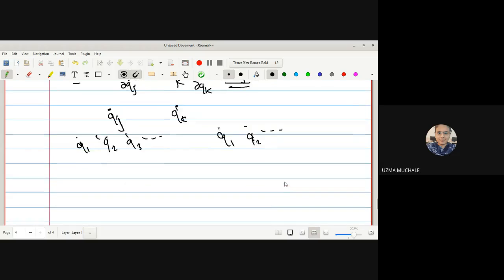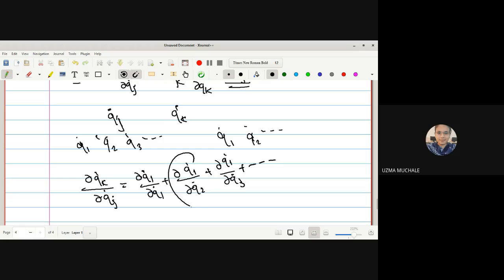And if you are finding the partial derivative of qk dot with respect to qj dot, what will this be? First you have to keep k as it is, or j as it is. First let me keep k as it is. It will be q1 dot with respect to q1 dot, plus the next term, q1 dot as it is with respect to q2 dot, plus q1 dot as it is with respect to q3 dot, and so on. So what are the values of these terms?